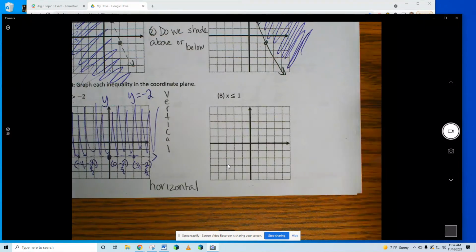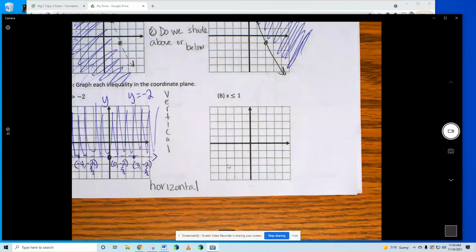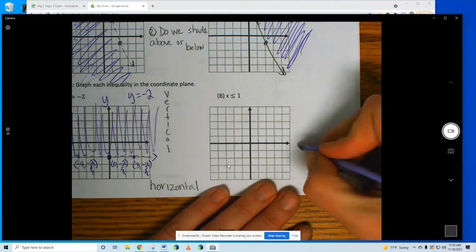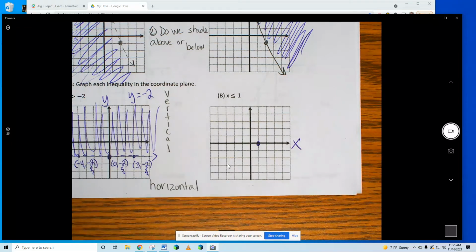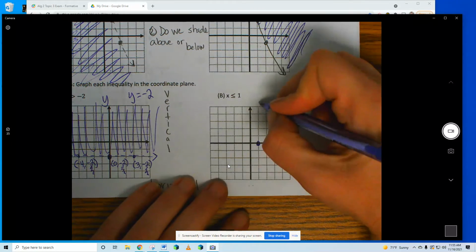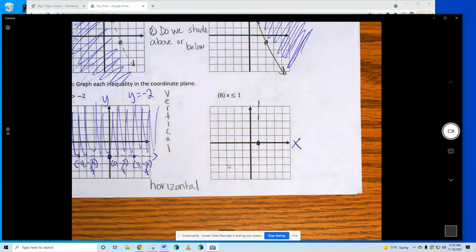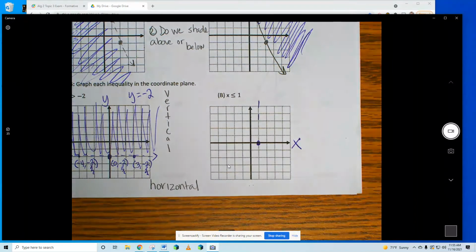All right, x is less than or equal to 1. This obviously has to be vertical. Go to the x-axis. Go to 1. Make a dot. I have to be able to see this line, so draw it up and down. All the x values. Oh, is it solid or dotted? Solid.